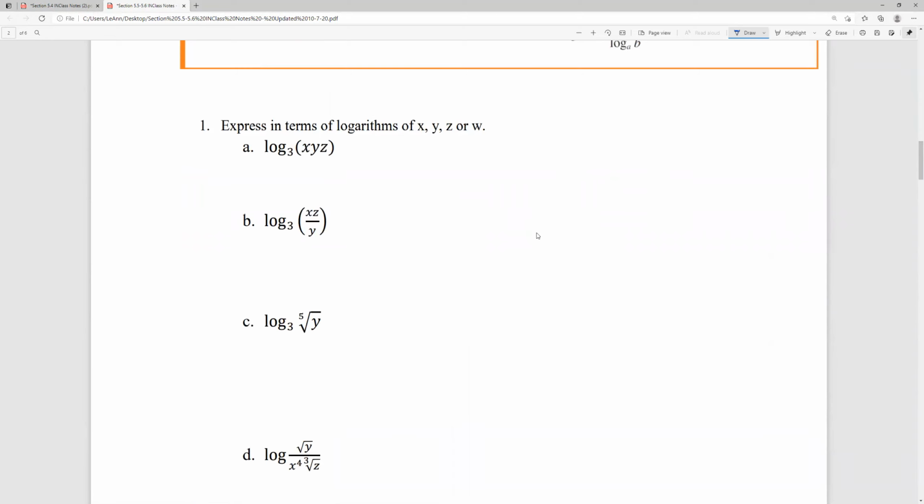We're expressing this in terms of x, y, z, or w, all to the first power. So that means every single argument that we write at the end should only have a single variable to the first power.